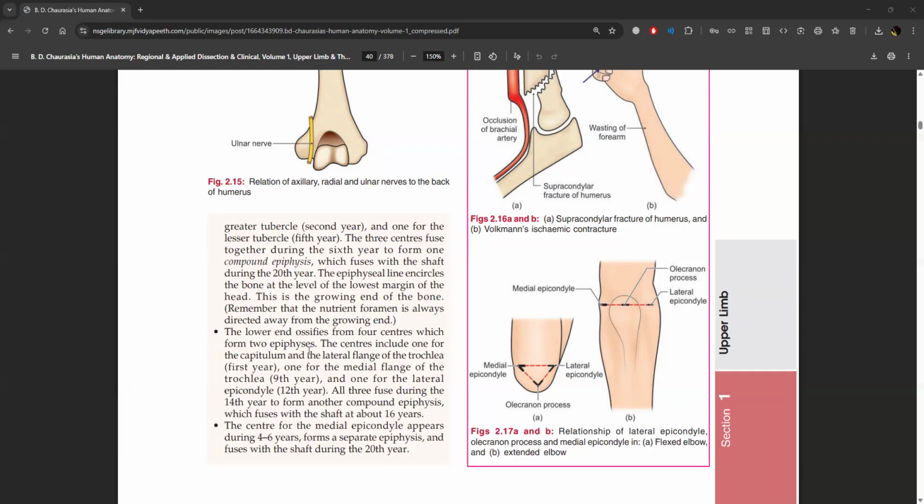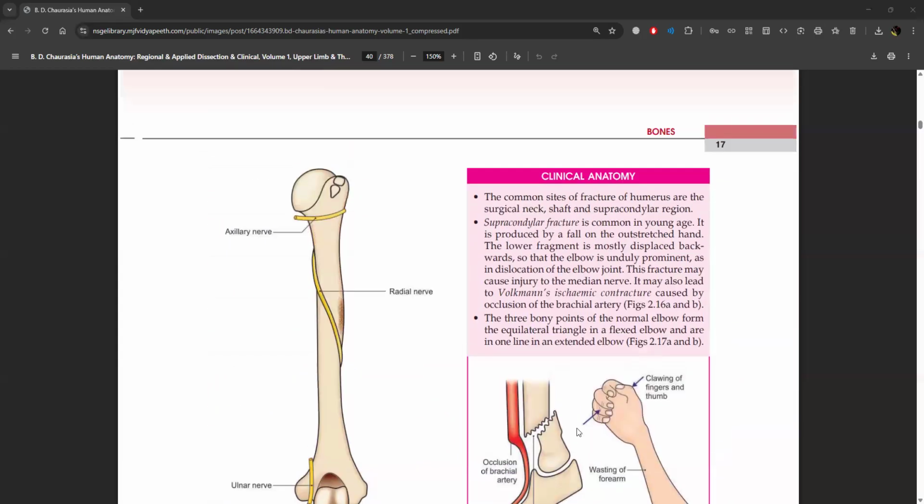The lower end ossifies from four centers which form two epiphyses. The centers include one for the capitulum and the lateral flange of the trochlea, one for the medial flange of the trochlea, and one for the lateral epicondyle. All three fuse during the 14th year to form another compound epiphysis, which fuses with the shaft at about 16 years. The center for the medial epicondyle appears during 4 to 6 years, forms a separate epiphysis, and fuses with the shaft during the 20th year.